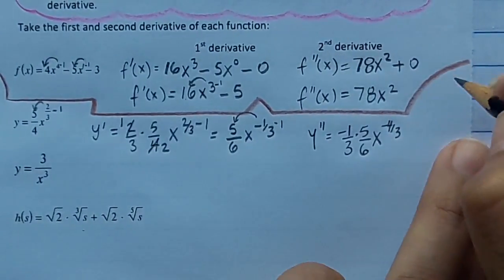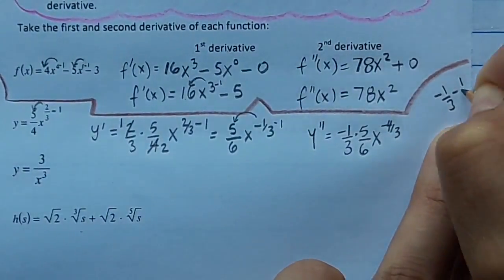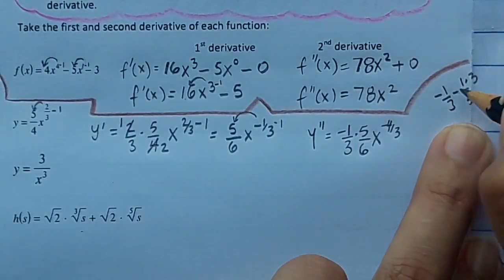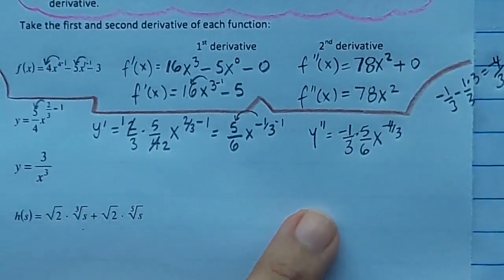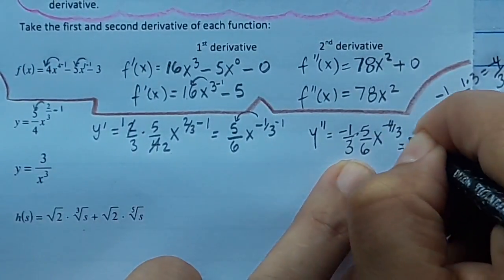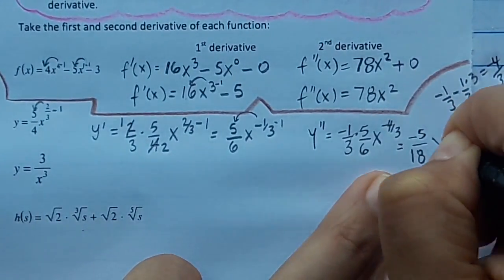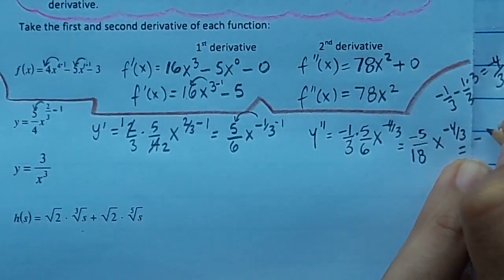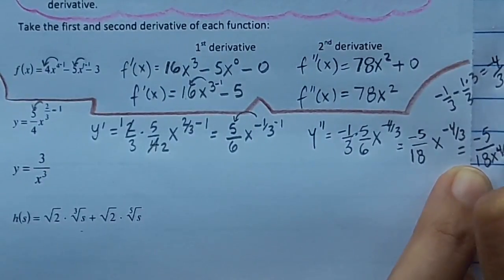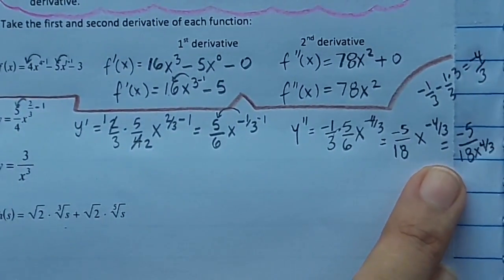Again, if you don't know that, you could do it on the side. So let me show it to you. Make the denominators the same, then subtract. Alright, simplify that. It's going to be negative 5 over 18x to the negative 4/3, which is the same as negative 5 over 18x to the power of positive 4/3.